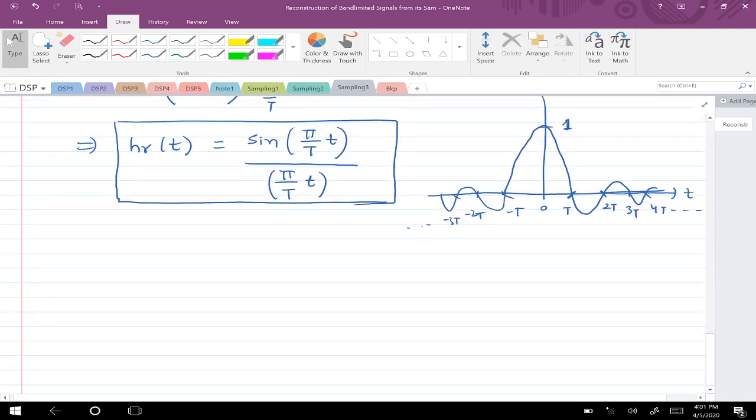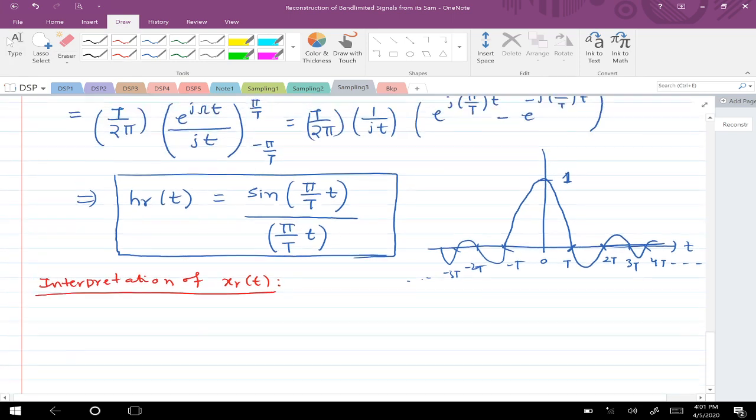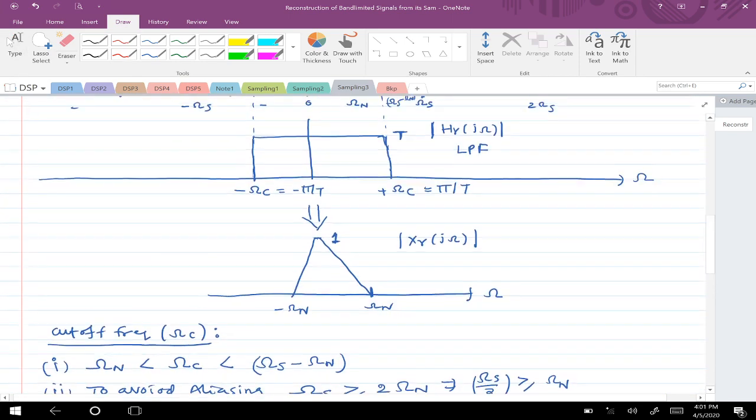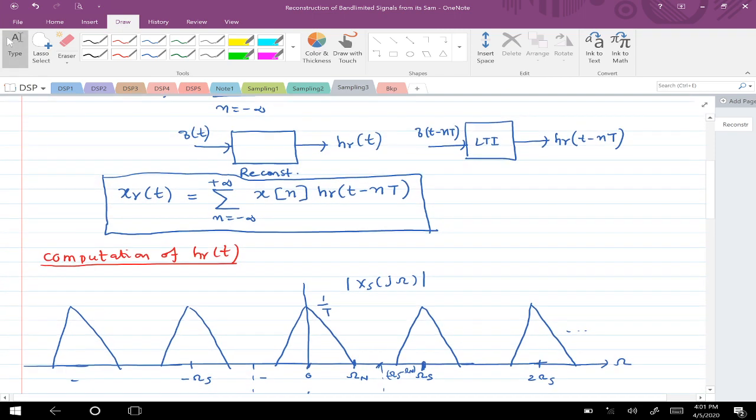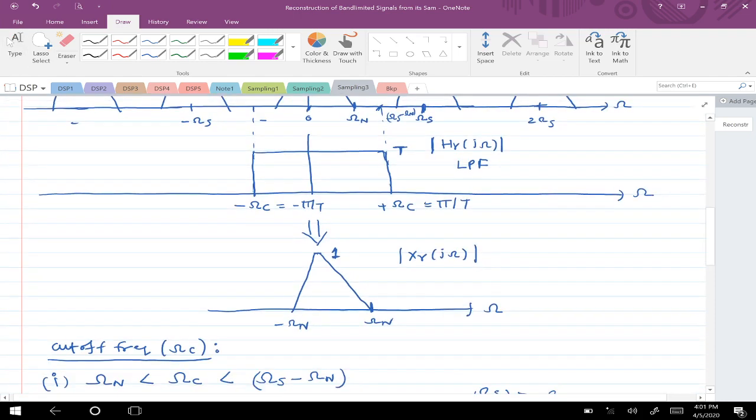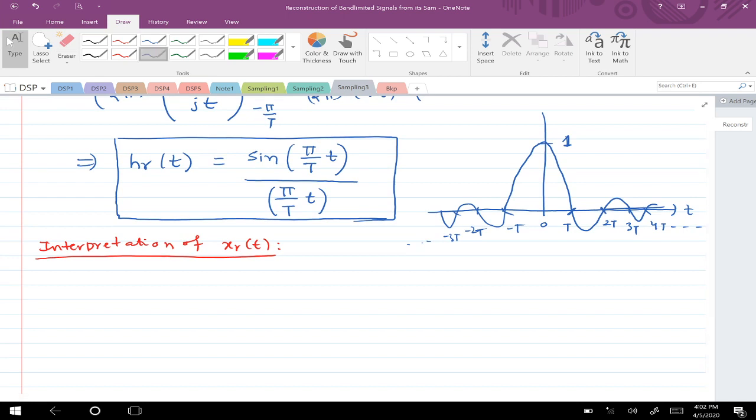So what we will do now is the interpretation of x_r(t). Let's first write the expression for it. What is the expression for x_r(t)? Did we do something related to that earlier? Yes, this is the one. That's nothing but a summation. Let me rewrite it here: x_r(t) is equal to the sum over n from minus infinity to plus infinity of x[n] times h_r(t minus nT).